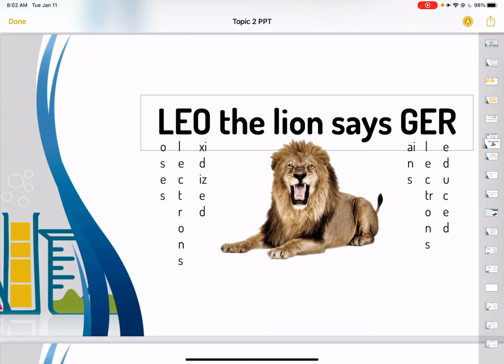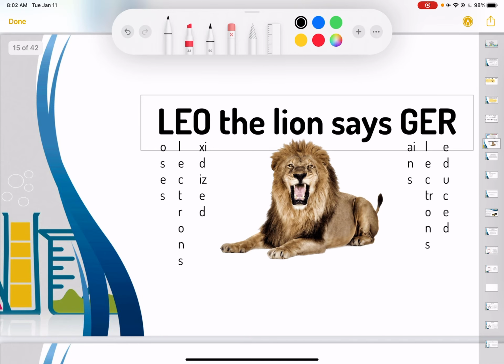So something to remember, this is what they always say. Everywhere I've learned since I was a teacher, they always say Leo the lion says grr. To me, that is sort of confusing, but what it says is Leo, so loses electrons oxidized. The lion says grr. Grr is gains electrons is reduced. I'm going to give you an easier one. This is what my teacher told me when I was in school.